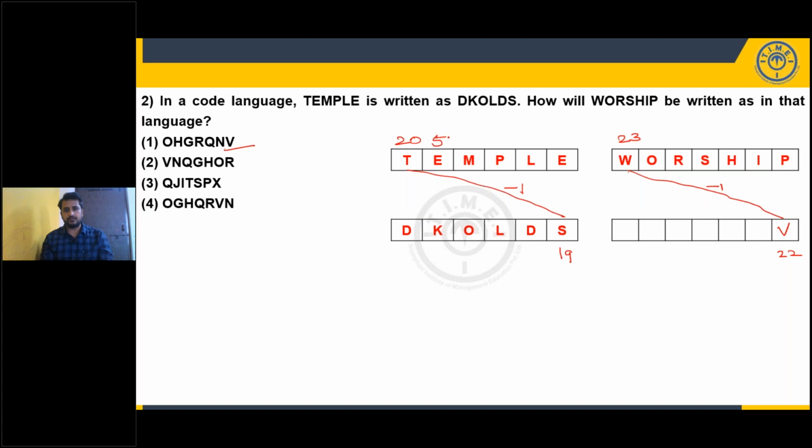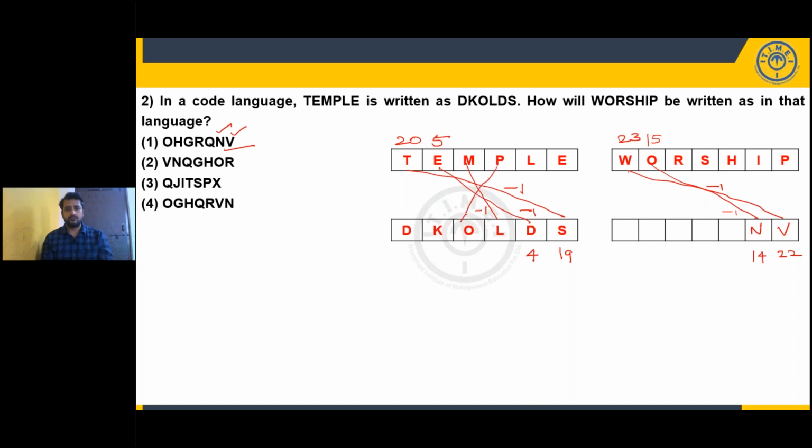E place value is 5. D place value is 4. So E to D, minus 1. Similarly, O place value is 15. 15 minus 1 is 14. Which letter place value is 14? N. Perfectly matching, NV. Similarly, M is 13, L is 12, so minus 1.